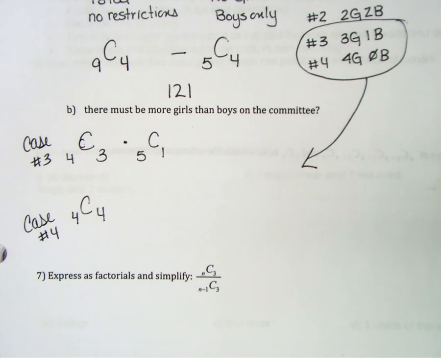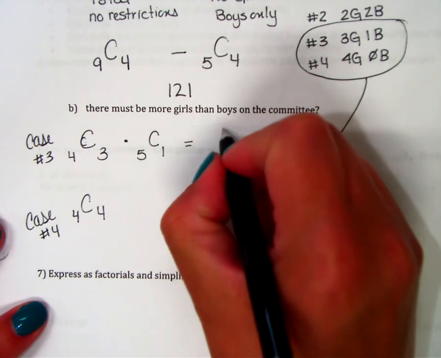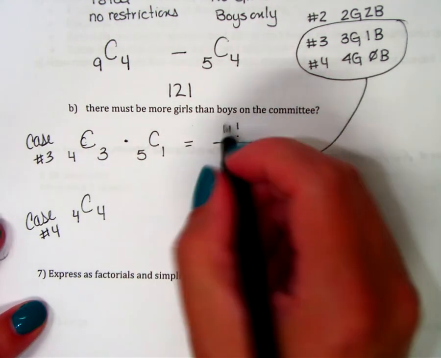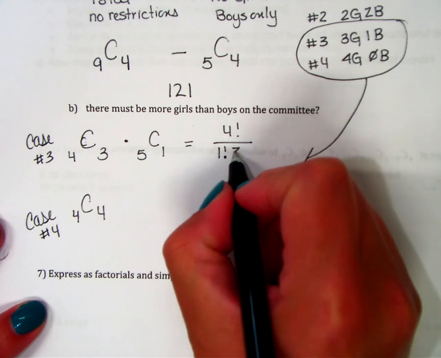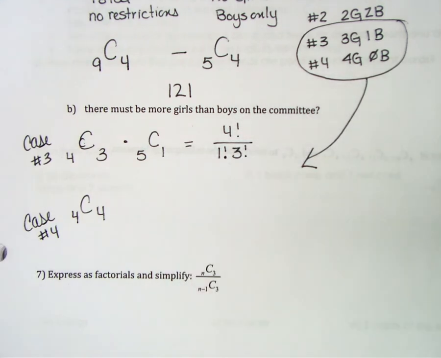Wait, that's 5 orders, right? Yeah. Okay. So 4 choose 3. Can we do that quickly in our heads? It's 4. So, 4 factorial over 4 minus 3, which is 1 factorial, times 3 factorial. That gives me 4.